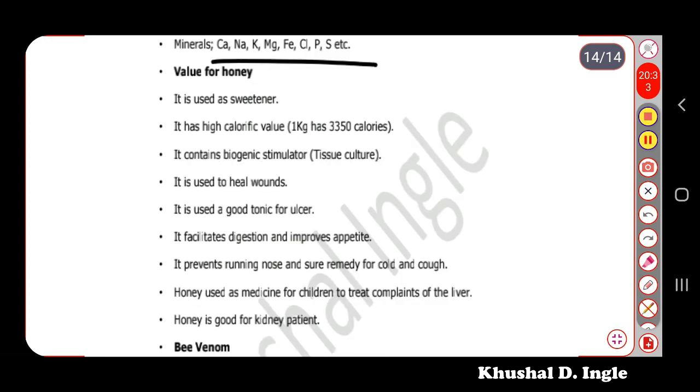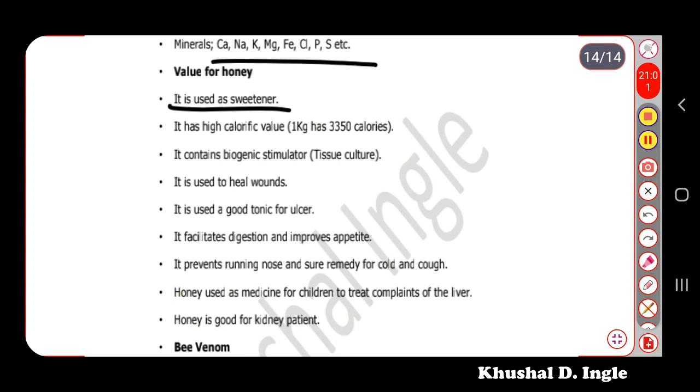So why is it valuable? Because it is used as a sweetener. Many industries use honey as a sweetener. Then it has high calorific value. Nearly 1 kilogram has 3,350 calories, because it contains a large amount of glucose and fructose. That's why it shows high calorific value.